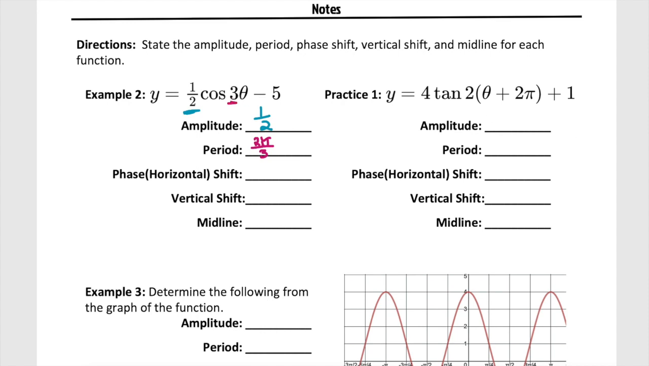That comes from this value here. A horizontal shift comes from a number being inside our parentheses for cosine and subtracted or added, similar to what you see in this example. Since that isn't happening here, we would just say no answer or none.